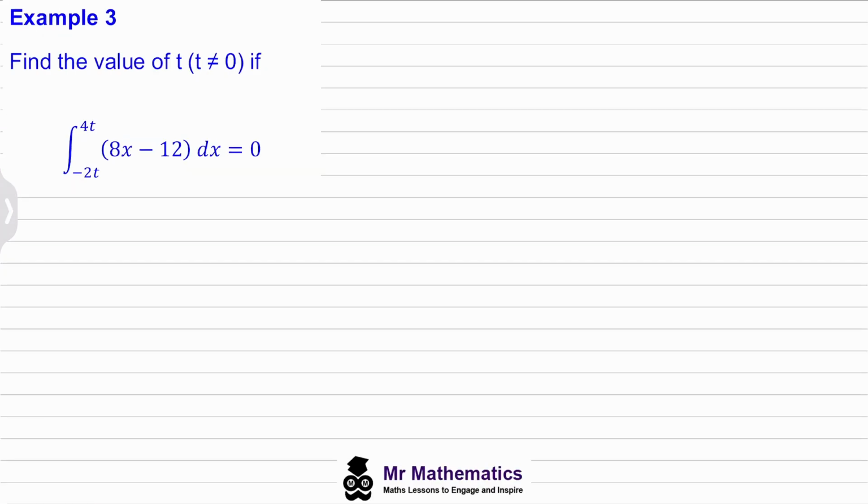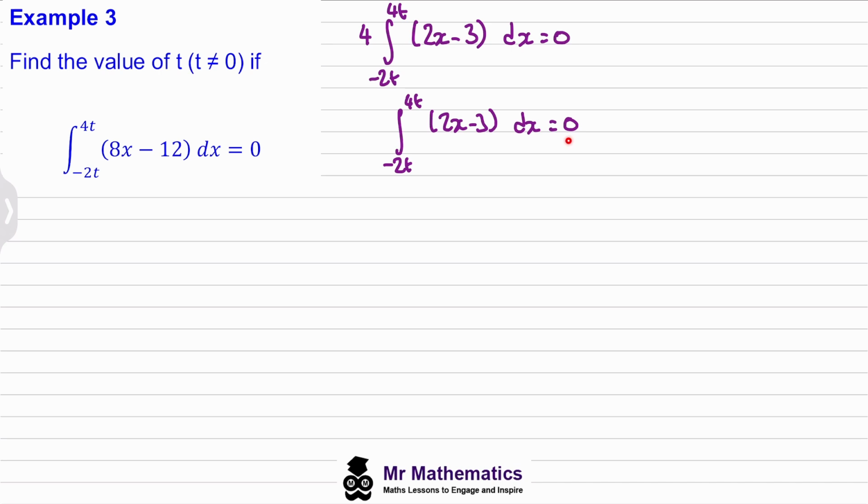So for example 3, we've been asked to work out the value of t when the integral of 8x minus 12 between the limits of 2t and negative 2t equals 0. So the first thing I'm going to do with this is I'm going to factor out the 4 from this bracket, because that means I can pull that 4 in front of the integral. And then I can just divide both sides by 4, and this will become 0. And then we can integrate the 2x minus 3 with respect to x.